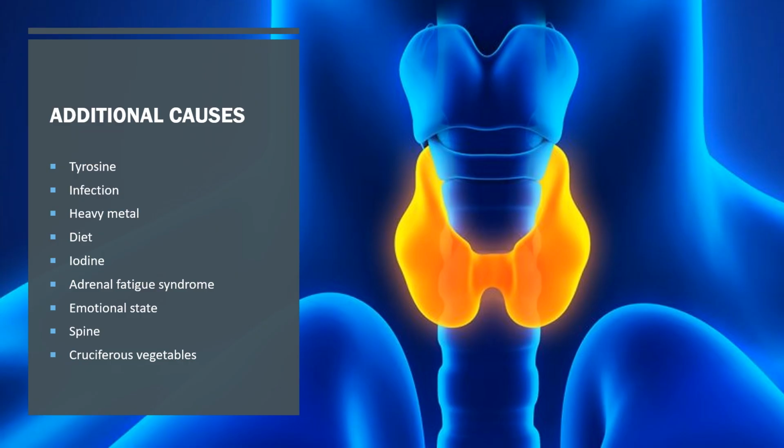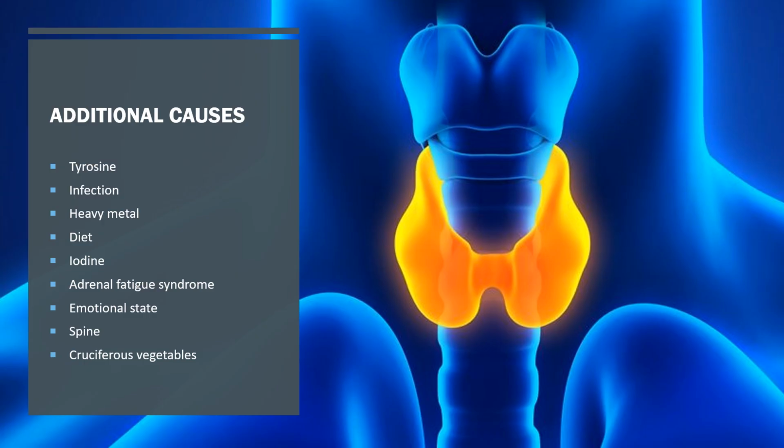Okay, now let's look at some additional causes. So right now we're just going down the rabbit hole, looking at multiple causes for a mismanagement of the thyroid gland. So tyrosine levels may be out of balance, and that could be dietary. You need tyrosine for the T3, T4. You have infection, you get heavy metals. If the diet is poor, obviously low iodine.